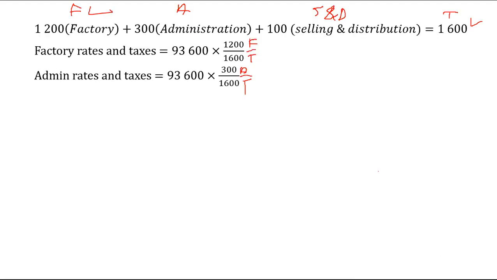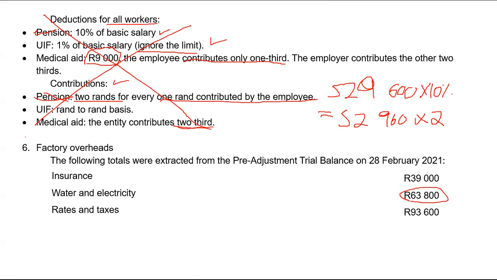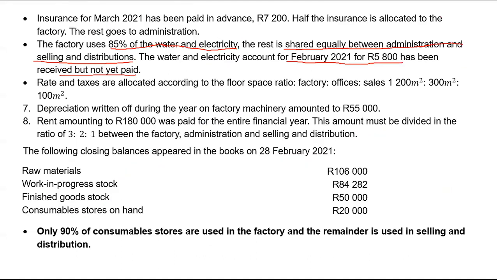And for selling and distribution, it'll be that 93,600, you times it by 100, you divide it by T. For selling and distribution, when you allocate it, it will be 93,600 times it by 100 divided by 1,600, which will give you 5,815. Done. Done, guys. Just like that. In essence, I am done with everything there. Let's move on.